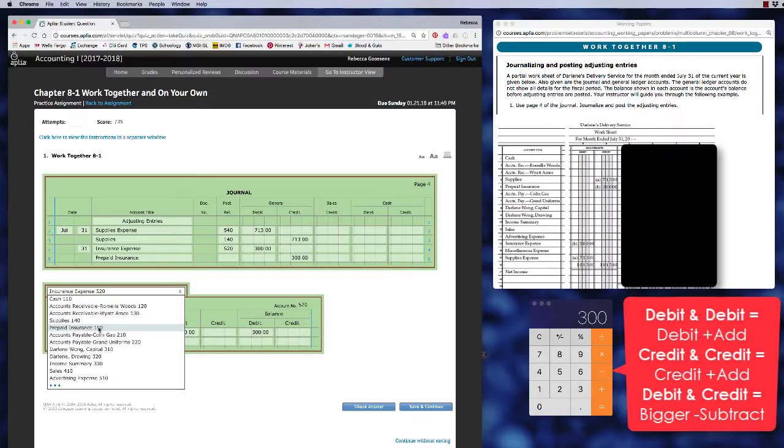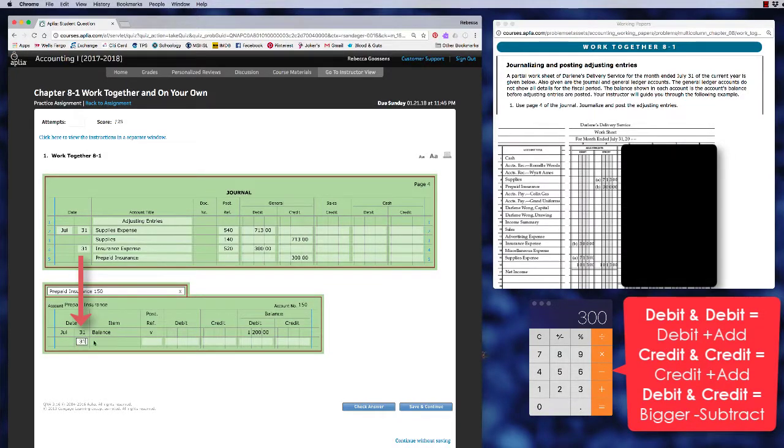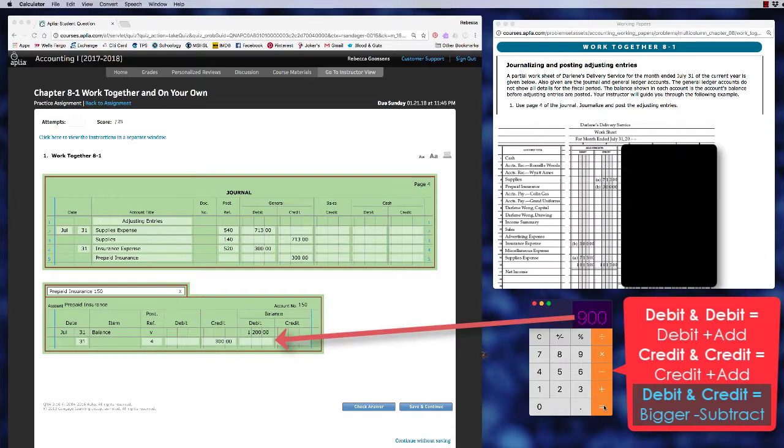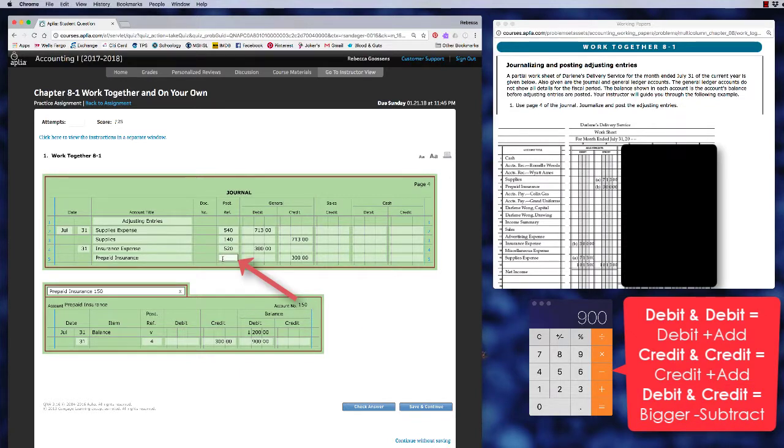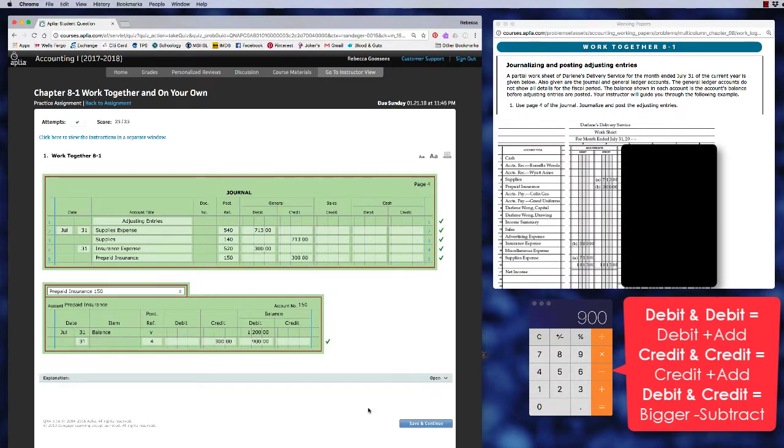Finally, we'll end with prepaid insurance from the 31st. I'm on page 4 of the journal. Prepaid insurance was a credit, so I'm going to write down the credit of 300. And again, I have opposite accounts, a debit and a credit. So I'm going to take the existing balance of $1,200, subtract 300, and I get 900. It goes in the bigger column, and debit was bigger, so I'm going to put 900 in the debit and take my account number and post-reference that in the journal. And if you check, that takes care of journalizing and posting your adjusting entries.